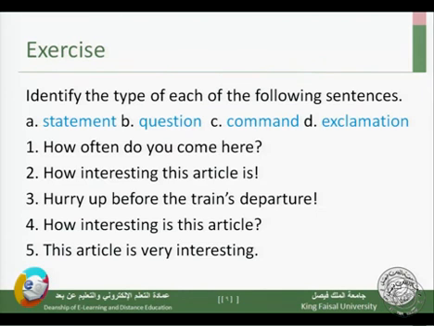Number 5, this article is very interesting. So this sentence gives us a piece of information about the article. So it is an interesting article. Now we know, thanks to the sentence, that the article is interesting. So it provided us with a piece of information. So it is a statement, A. The answer here is A.